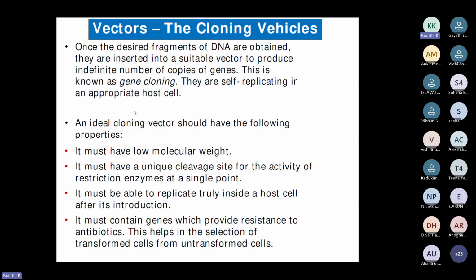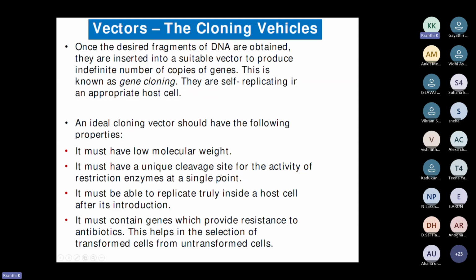Okay. Now, once the desired fragments of DNA are obtained, they are inserted into a suitable vector to produce indefinite number of copies of genes, right? This is known as gene cloning. So an ideal cloning vector should have the following properties. It must have low molecular weight. Okay. The vector should have low molecular weight.